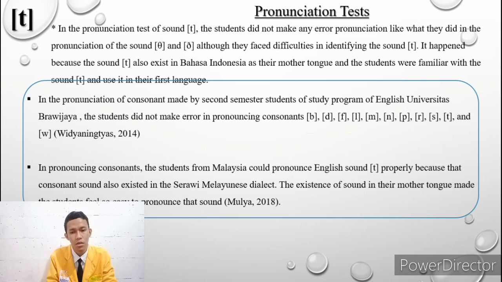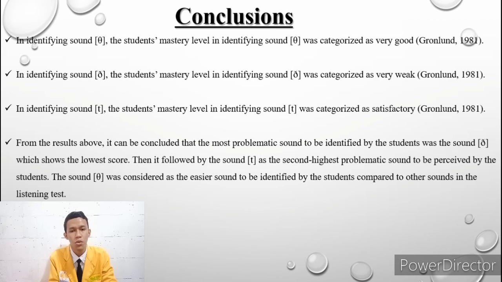And then Mulya 2018 also found a similar finding in his research. The result found that the student can pronounce the English sound properly because that sound also exists in the Serawi Melayunese dialect. The existence of the sound in their mother tongue made the student feel it easy to pronounce. It explained that the student do not face any difficulty in producing the sound. This might happen because the sound also exists in Bahasa Indonesia as their mother tongue, and the student were familiar with the sound and use it in their communication.